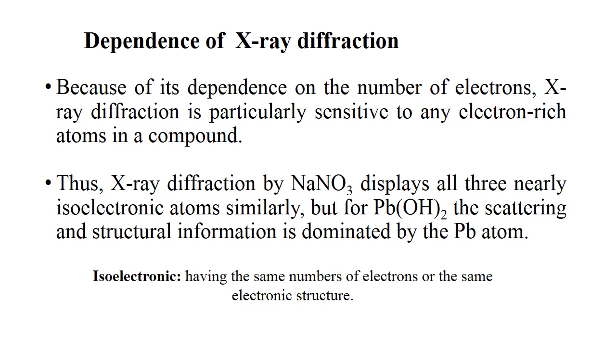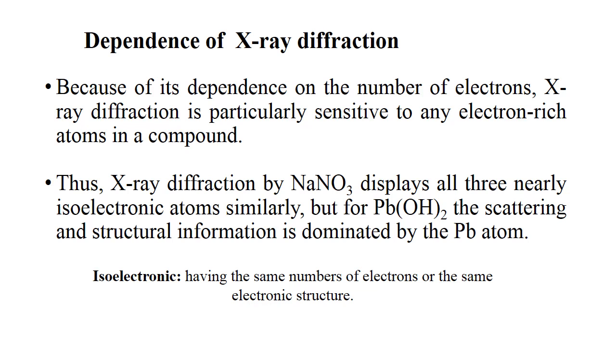X-ray diffraction by sodium nitrate. NaNO3 displays all three nearly isoelectronic atoms similarly, because the three oxygen atoms are isoelectronic. Isoelectronic species are those that have the same number of electrons or the same electronic structure.